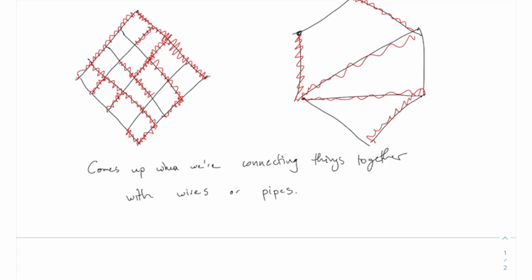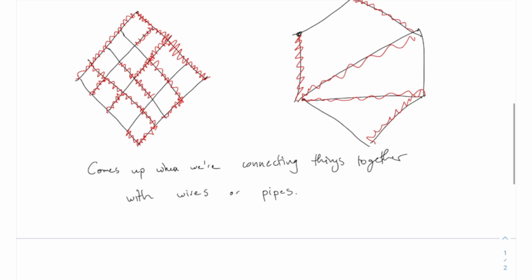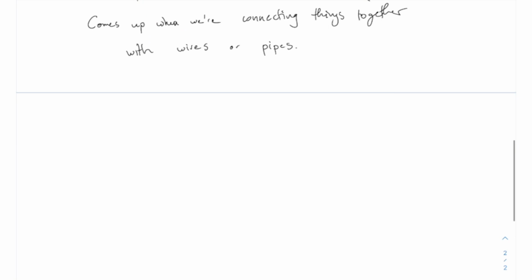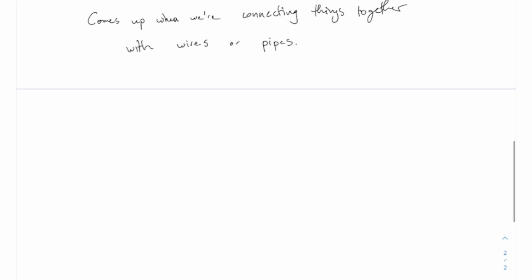Anyway, spanning trees, they come up when you need to connect a bunch of stuff together, but in some situations, it is inappropriate to connect things together using loops, for instance, water pipes or whatever. All right, I'm going to draw just a couple more examples, and then we'll talk about how to actually find spanning trees.